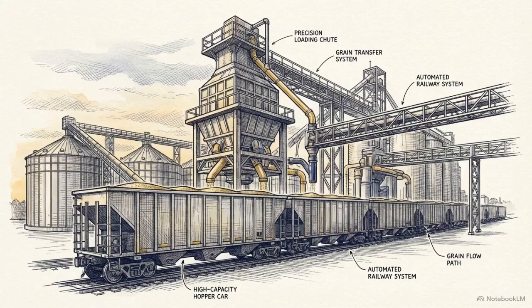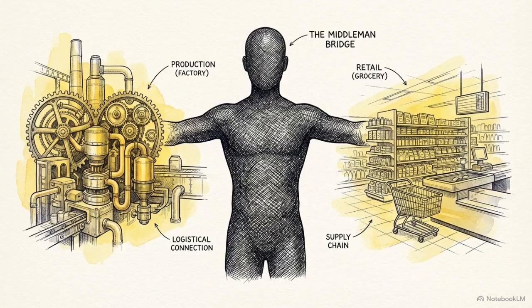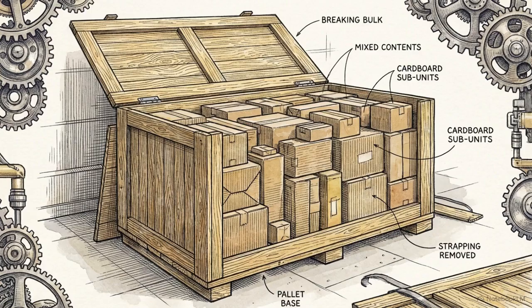In the assembly and transportation node, hyper-efficiency is a strict requirement for solvency. It is the only reliable hedge against total financial ruin. Next is the most critical, yet least visible, middleman in the entire system, the wholesaler. Their core physical function is known as breaking bulk.